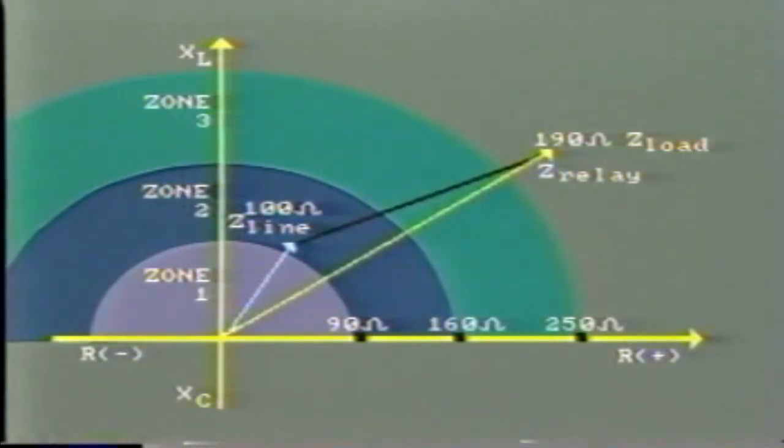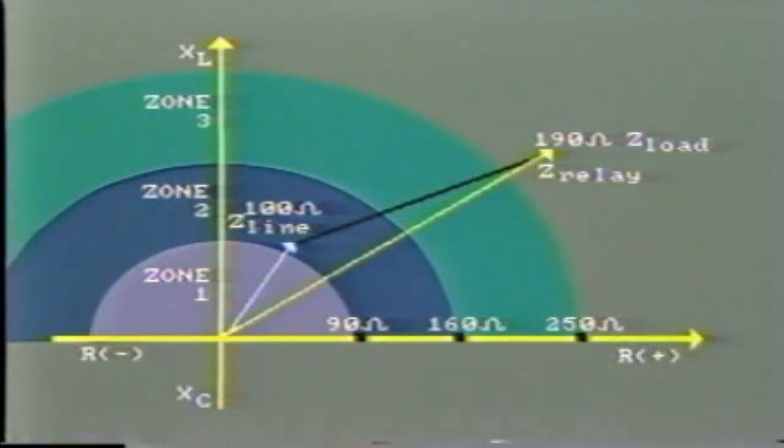We see now that the measured impedance is well outside of the first zone of protection, but it is not far outside of the third zone. So the relay will not operate, and the condition appears to be satisfactory.